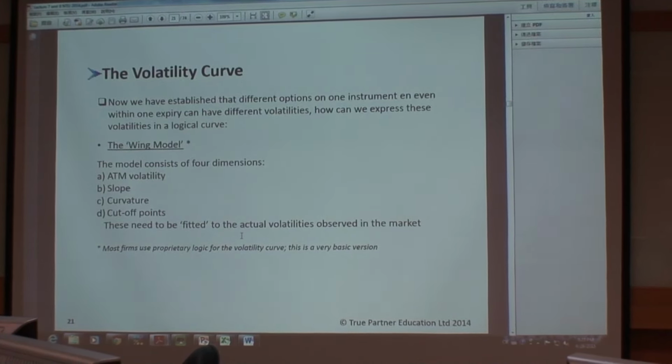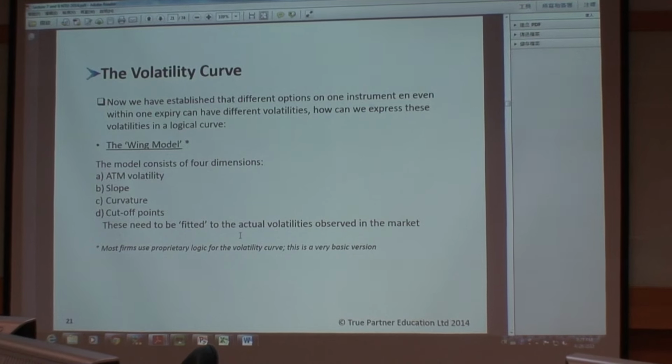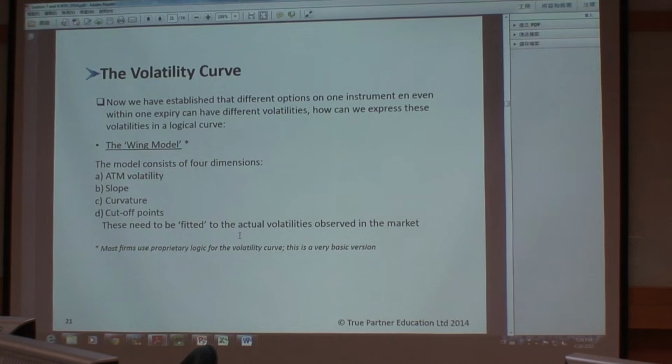So what we've now noticed is that within a certain expiry, because of that concept called skew, we have one bit of a problem, and that is that all options can have their own implied volatility. So let's take a look at an example.